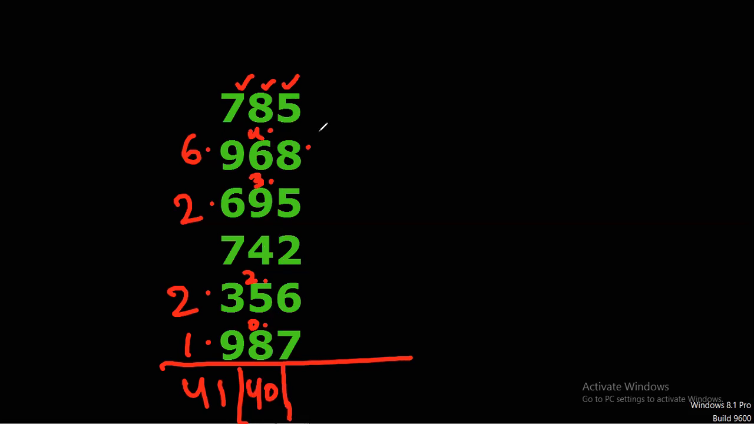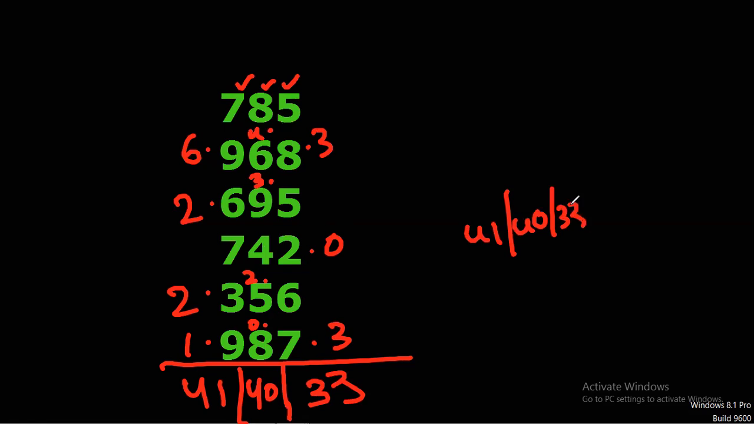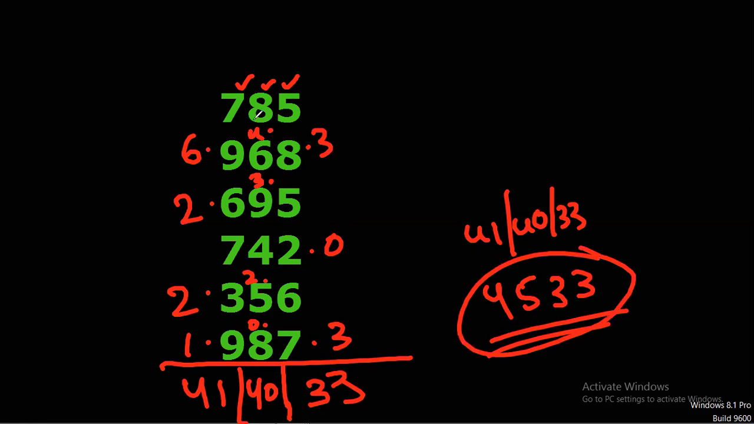Next one, 3, 0, and 3. So 3 here, 33. So the answer is 41 bar 40 bar 33. So the answer is 4533, the total of 785 plus 968 plus 695 plus 742 plus 356 plus 987.